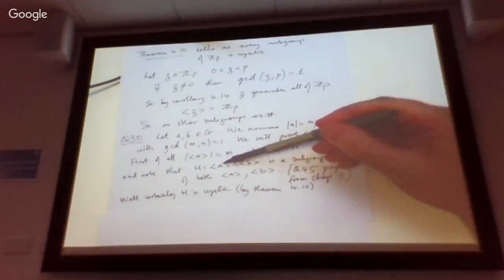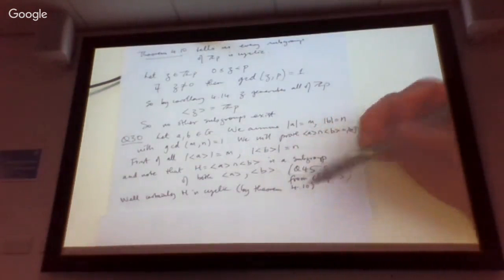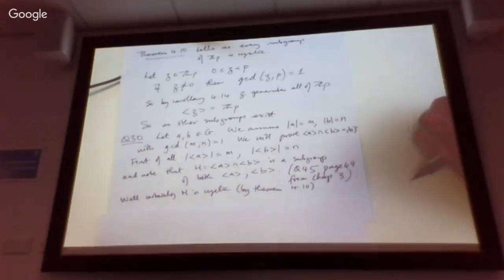That was an example of a general result, which was that if you've got any two subgroups, their intersection is again a subgroup. That was question 45, page 49, chapter 3. So it's true in general. Whenever you take two subgroups of a group and look at their intersection, that is again a subgroup. And by definition, the intersection is a subset of both of these, so it is a subgroup.